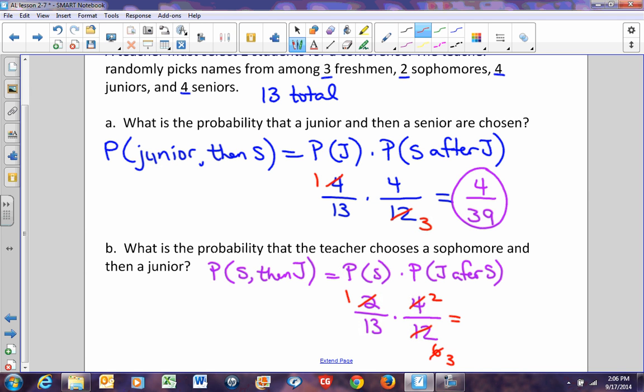So then when we multiply straight across the top, we get 2 times 1, which is 2. Multiply across the bottom, 13 times 3, which is 39. So the probability is 2 39ths.